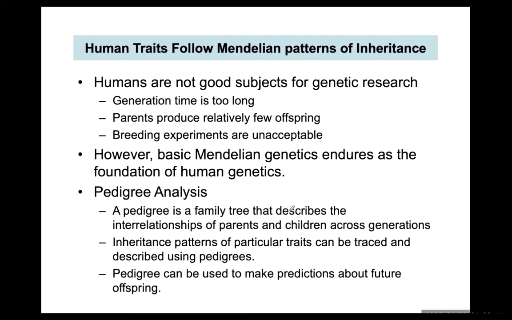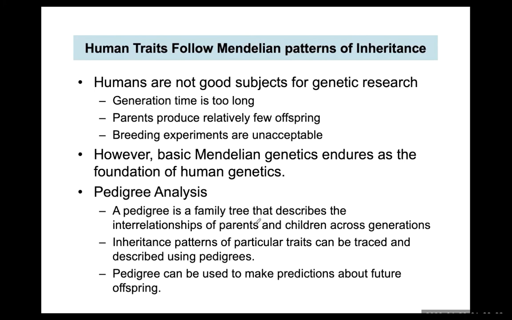Geneticists collect information about a family's history for a trait. You can do a survey. Do your parents have this kind of trait? What about your grandparents? Do you know the grandfather's family side and grandmother's side? Do they have any trait? Something like that. So family history can be traced. This information is assembled into a family tree. We call that a pedigree. A pedigree describes the trait of parents and children across generations.